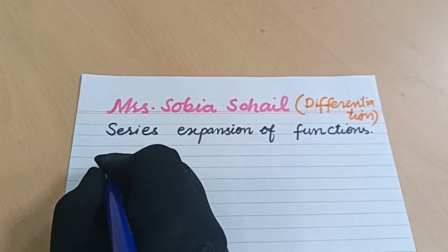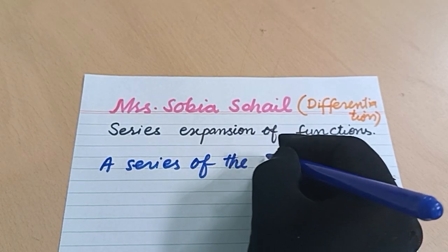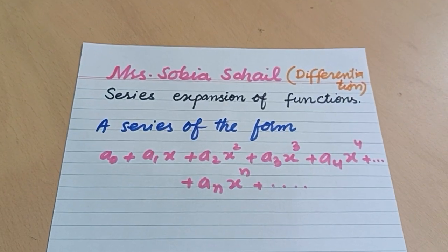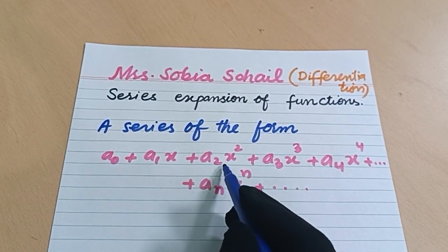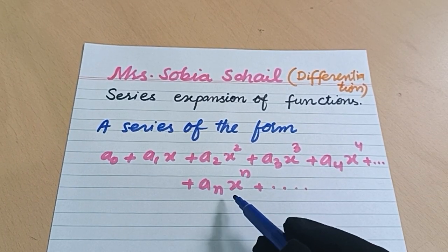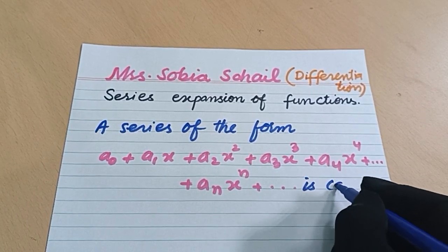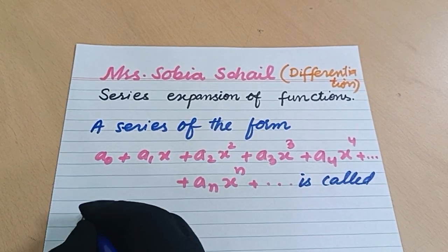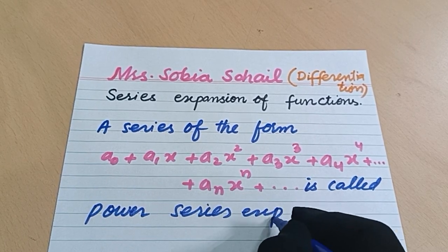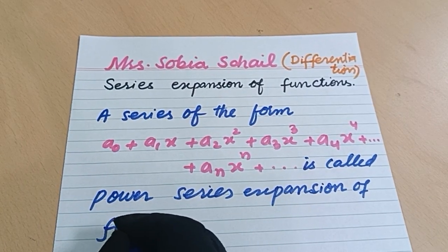As we know, a series of the form a naught plus a1x plus a2x squared plus a3x cubed plus a4x to the fourth, and continuing until any general nth term, is called a power series. Power series expansion of a function f of x.